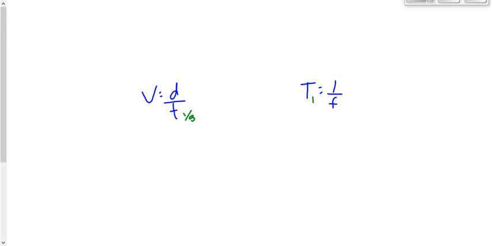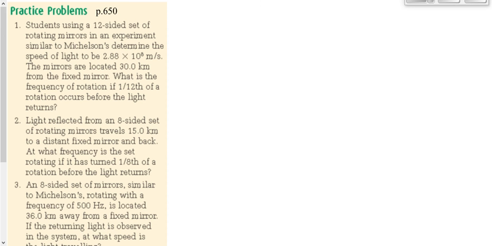All right, we had 3 questions for homework on this. I'd like to take a look at those 3 questions now on page 650. You want to do one of those, 2 of those? Number 2, okay. Number 2 says light reflects from an 8-sided set of rotating mirrors, travels 15 kilometers and back. All right, we have to be careful here, right? 15 kilometers is not the distance that Michelson used in his experiment. We're used to saying 35. This is 15. So the return distance won't be 70. The return distance will be 30.